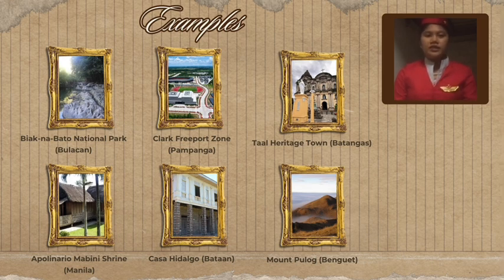And the fourth one is Apolinario Mabini Shrine in Manila. This Bahay Kubo, once owned by a wealthy farmer, is a valuable example of traditional Filipino architecture. Its preservation is crucial for understanding the lives of ordinary Filipinos in the past. For the fifth one, Casa Hidalgo in Bataan. This historic house, once home to renowned Filipino artists in Quiapo, Manila, now stands as a cultural landmark in Bataan, ensuring its continued existence. So the last is Mount Pulag in Benguet.